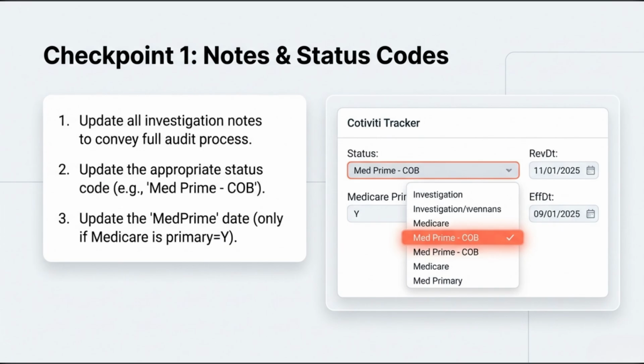Think of it as leaving a breadcrumb trail for anyone who comes after you. Are we dealing with a retiree effective date? Is it COBRA effective date? Or a direct pay policy effective date? Be specific. This isn't just a formality.